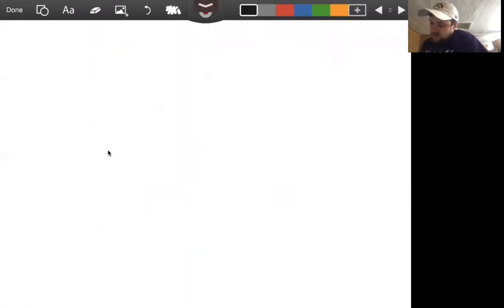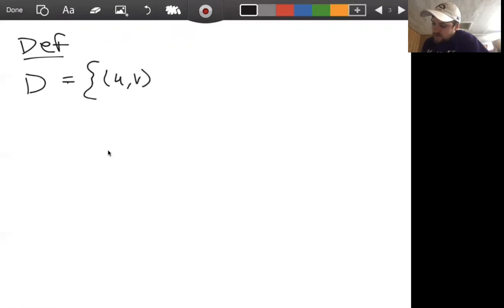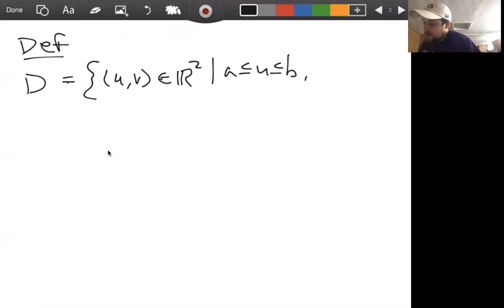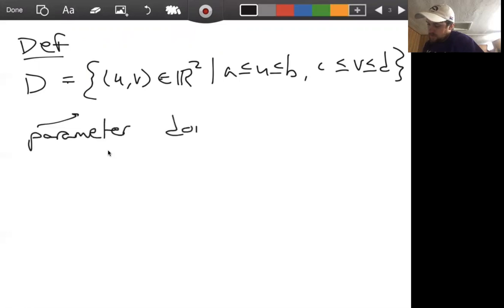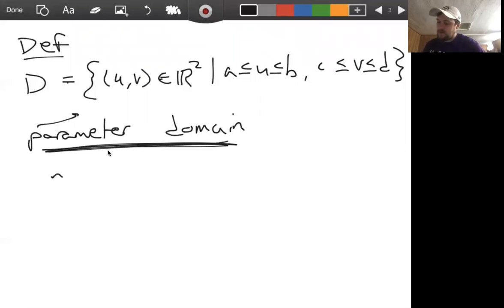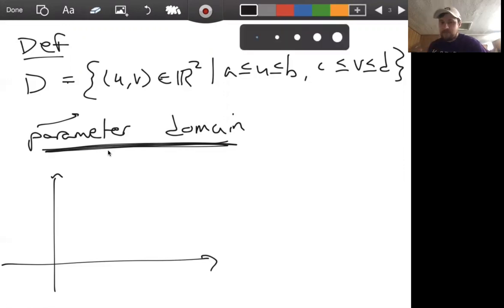And so this definition here, we can give really quickly. D is going to be the set of points u, v in R2, such that u is between a and b, and v is between c and d. We call this the parameter domain. Okay, and this is just describing rectangles here in the uv plane. This doesn't always have to be the case, you know, you could have like u between 0 and 2 pi, and so you could get like circles and things like that.